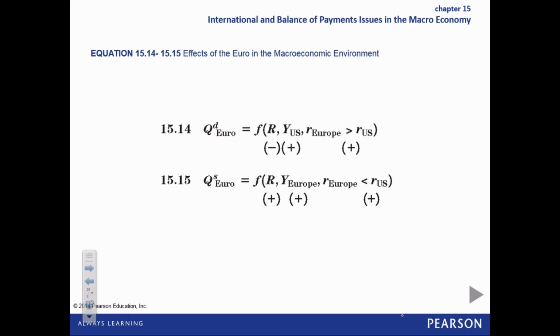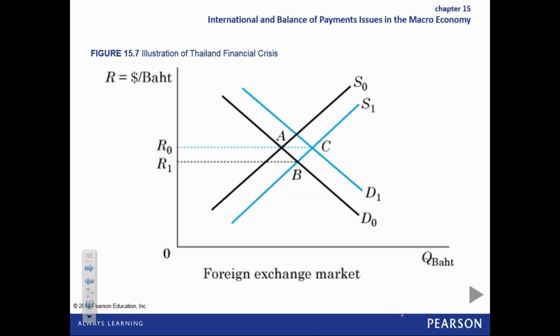This is the same thing for demand and supply of euro. So now instead of looking at Japanese economy, you look at the European economy collectively, all under euro. And what happened to this is the story of Thailand crisis of the late 90s.